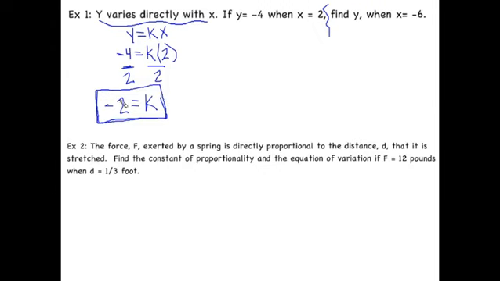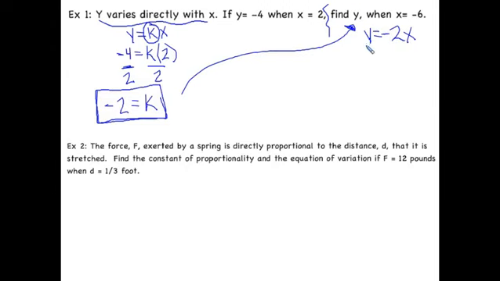Okay, so this is a special number that's somehow relating these two pieces together. But what we can do is now use this number to help us with this piece of information. So again, we did y equals kx. Y varies directly with x, but we just found out what k was. So we can put in -2 for k because we already found that. We did that over here.